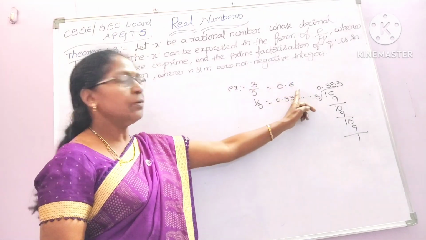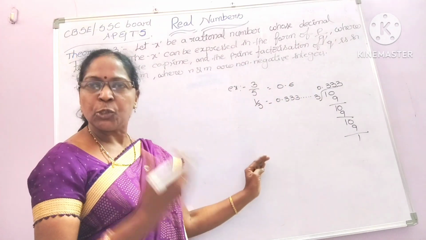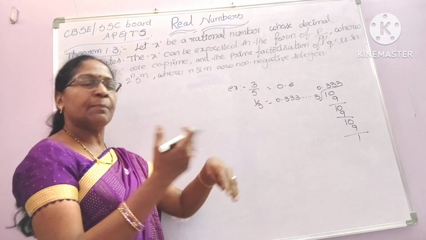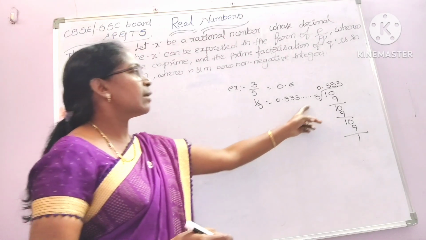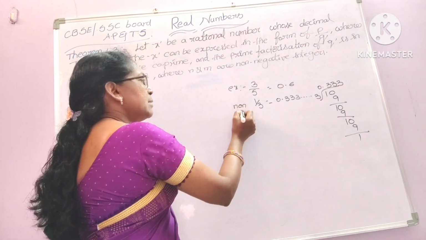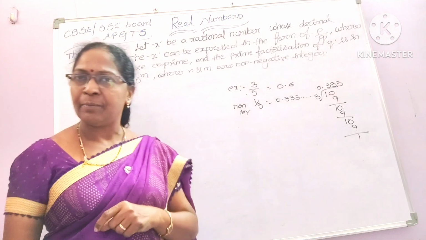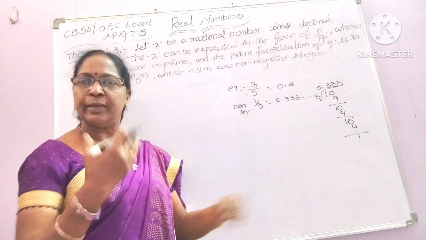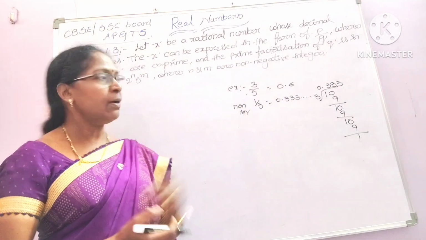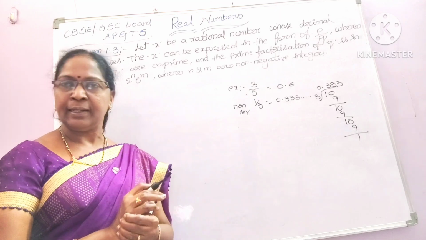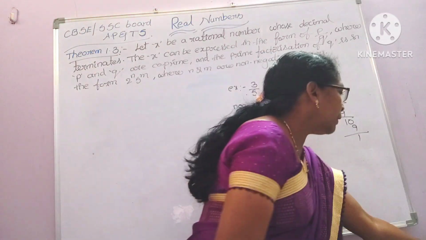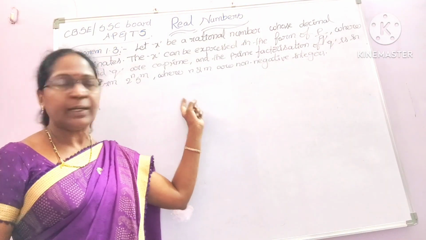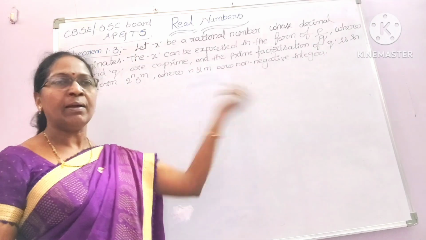Terminating means you got 0 as the remainder. Non-terminating means no end; repeatedly you are getting some answer. Sometimes you repeatedly get the same value, sometimes different values. So these are non-terminating recurring decimals. These are non-terminating, and these are terminating decimals. So by doing this division, you can find out whether the given rational number is a terminating or non-terminating decimal. But there are 2-3 theorems. By using that theorem, you can find out whether the given rational number is terminating or non-terminating.